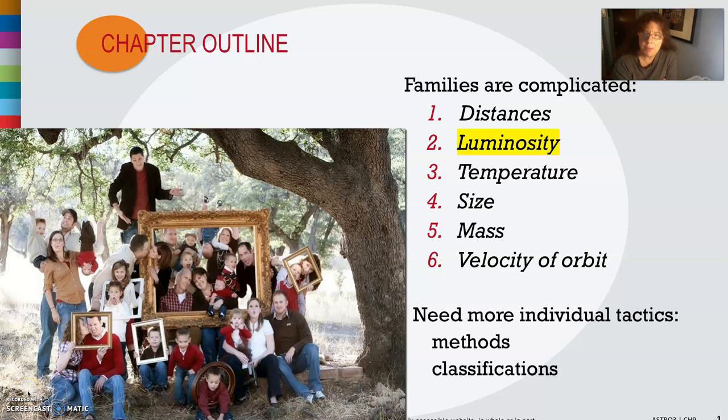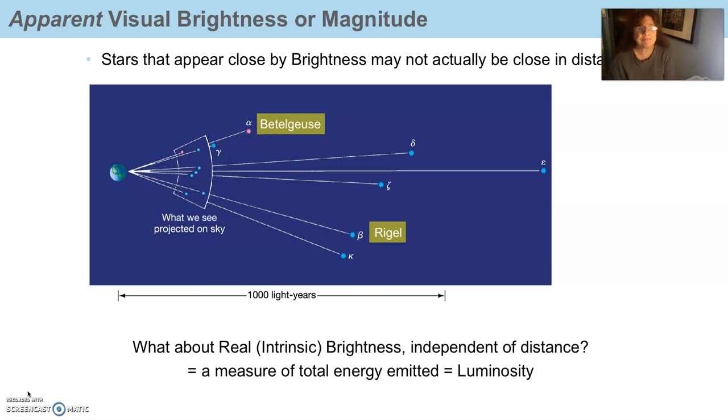So remember, we're talking about families of stars, and of course, families are complicated. And this is our second characteristic, which is luminosity, or the amount of power the star has. And you can see that some of those people have a lot of energy, and some of them don't have a lot of energy. And there are methods for classifying the amount of energy that a star in the universe has, and we're going to look into that.